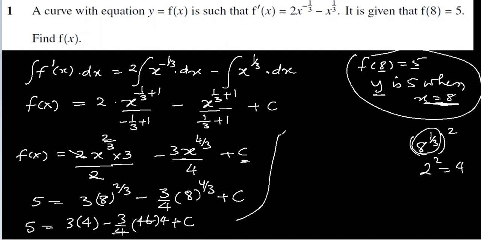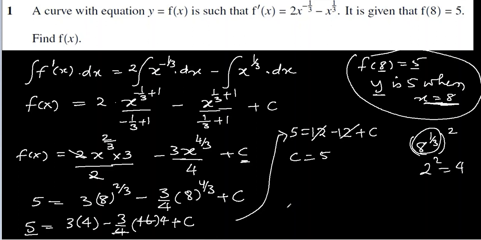This 4 will cancel with 16, and plus c. So let's evaluate and complete here. So 5 equal to 12, and this is minus how much? 3 times 4, 12, minus 12 plus c. So 12 and 12 cancel out. c is 5.